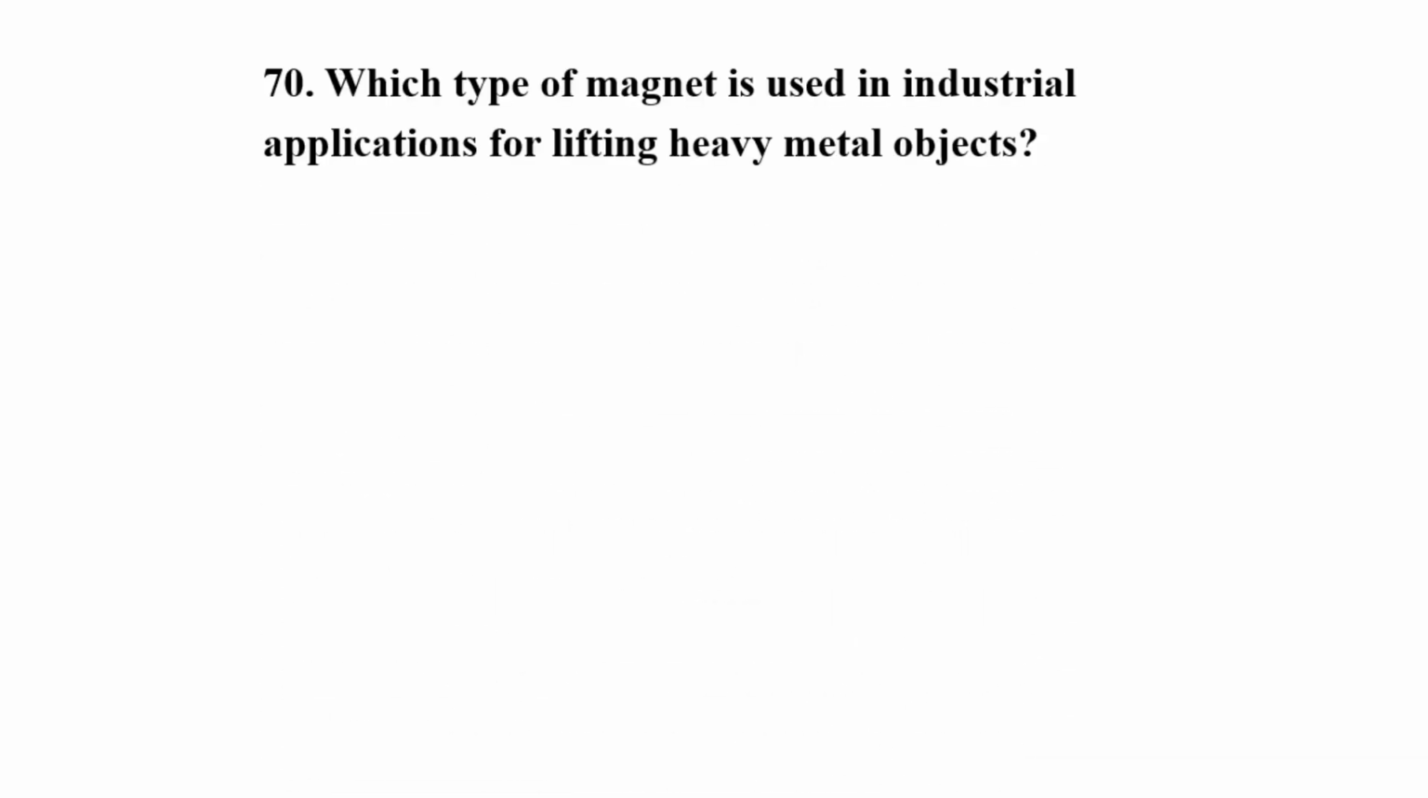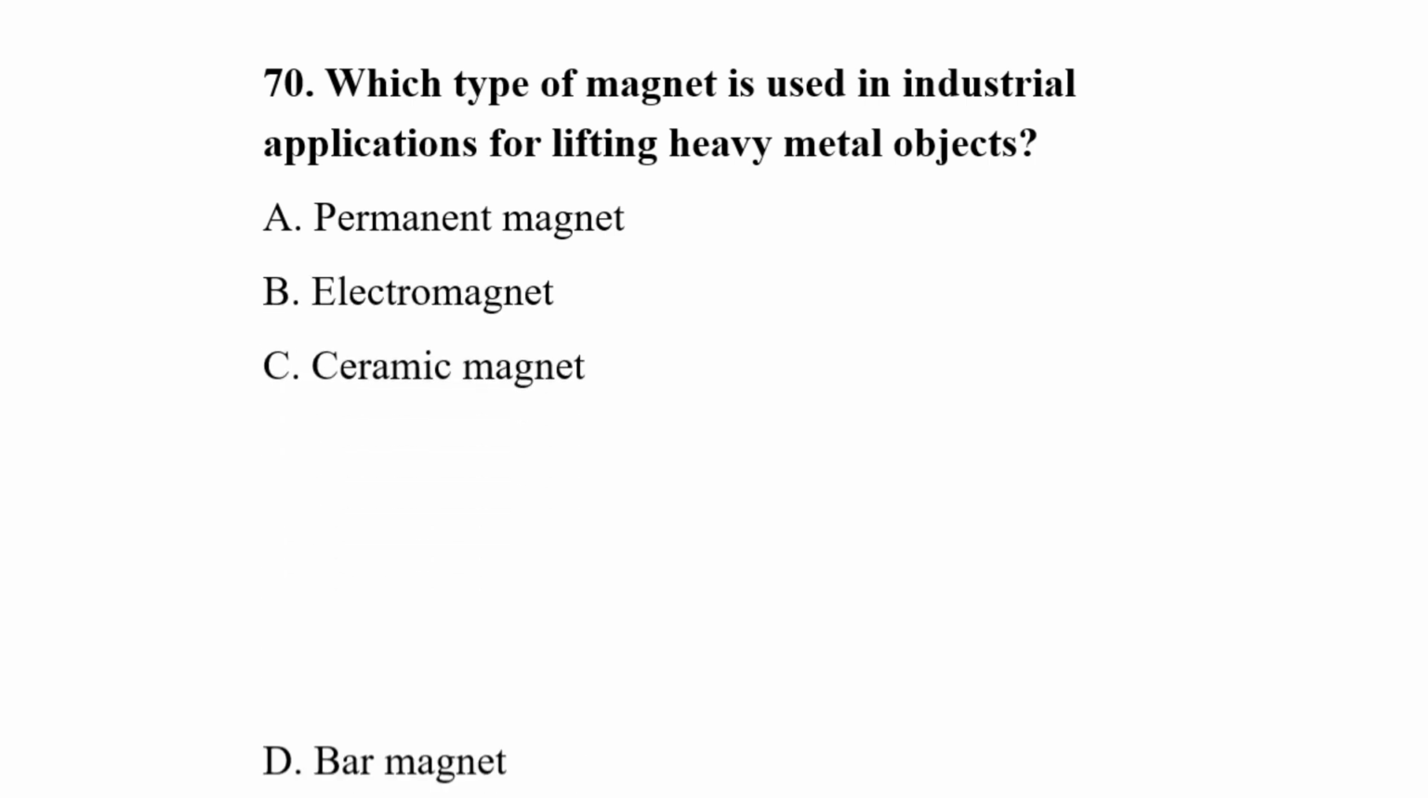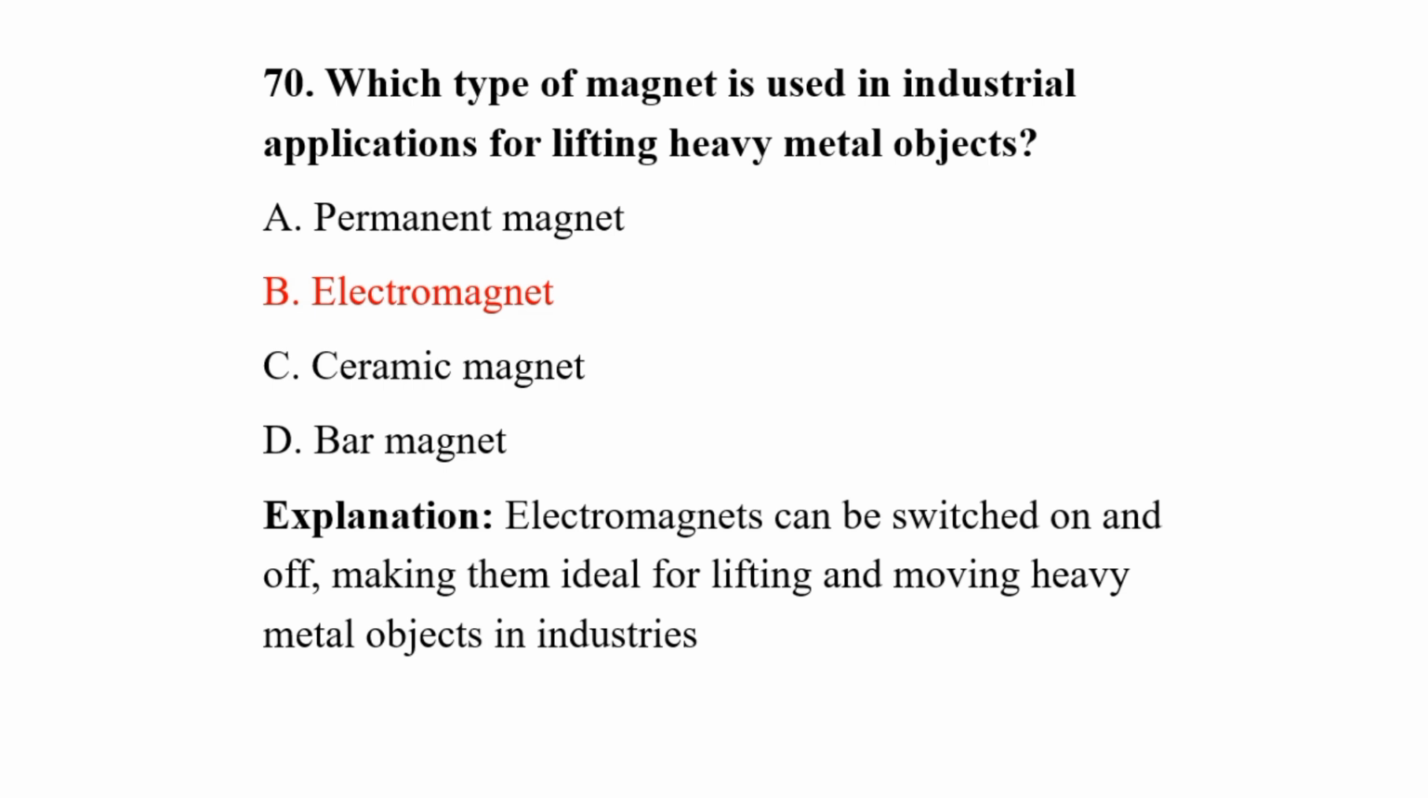Question number 70. Which type of magnet is used in industrial applications for lifting heavy metal objects? A, permanent magnet. B, electromagnet. C, ceramic magnet. D, bar magnet. The answer is electromagnet. Electromagnets can be switched on and off, making them ideal for lifting and moving heavy metal objects in industries.